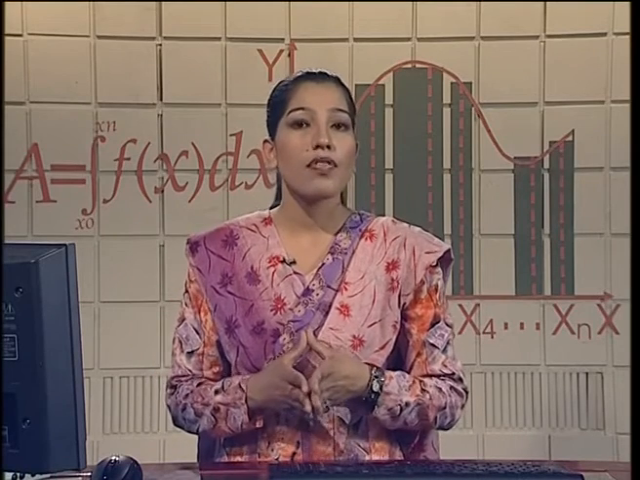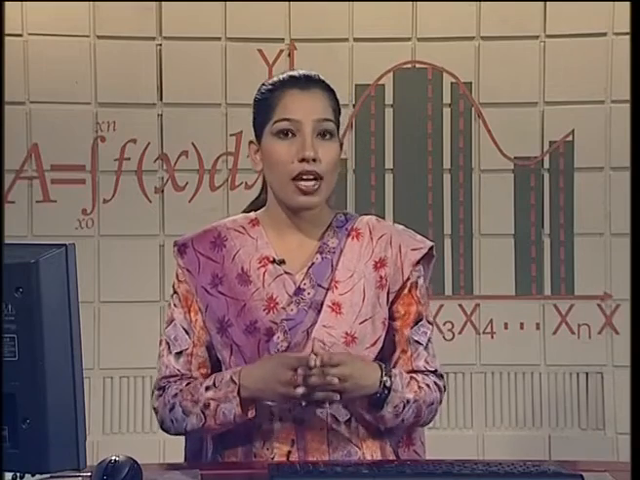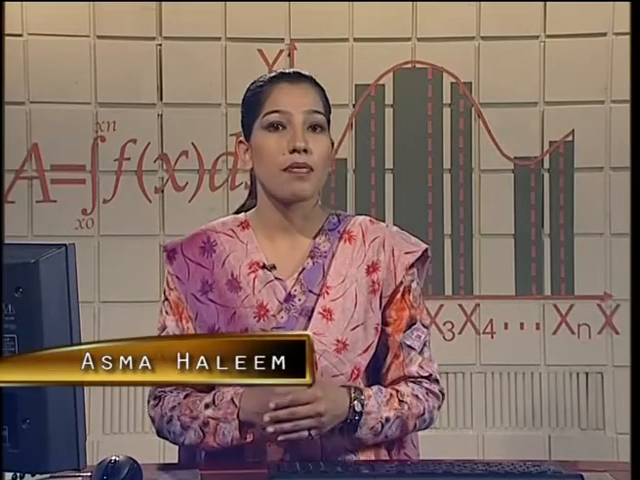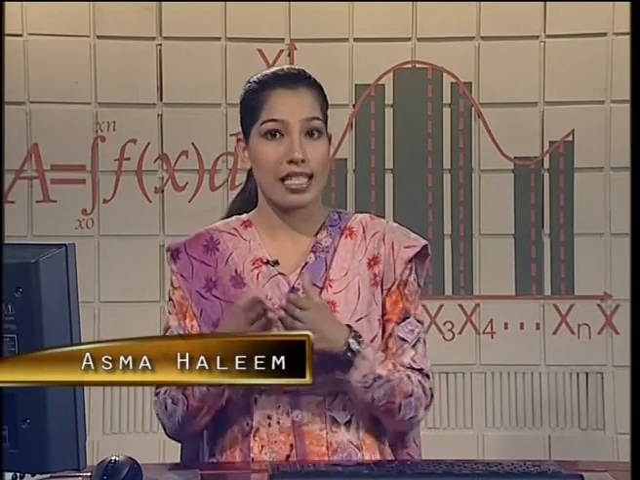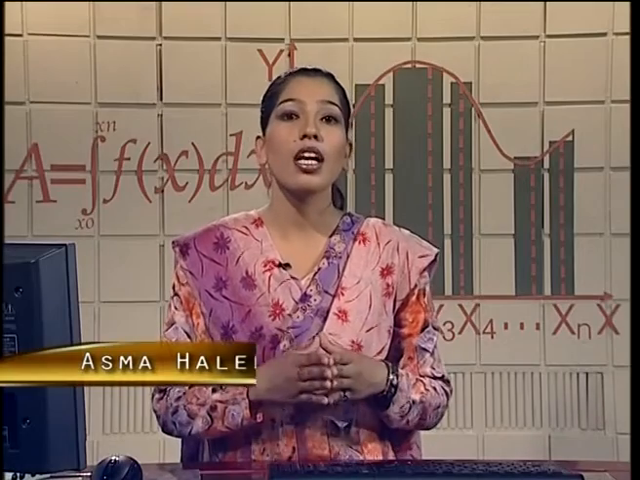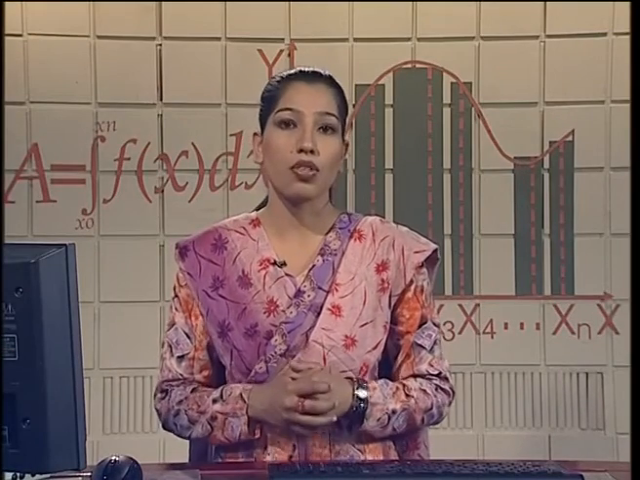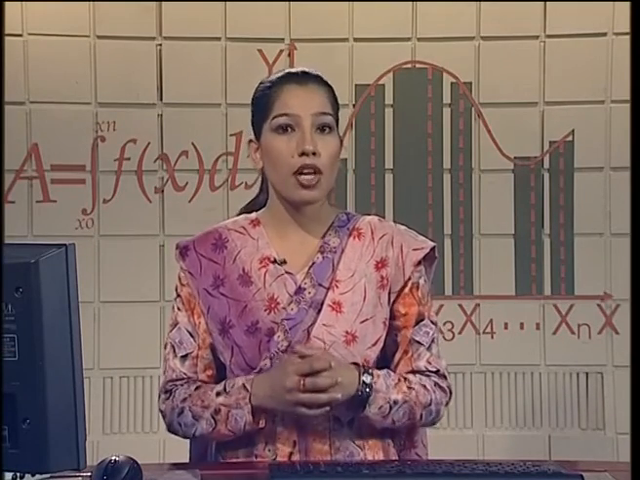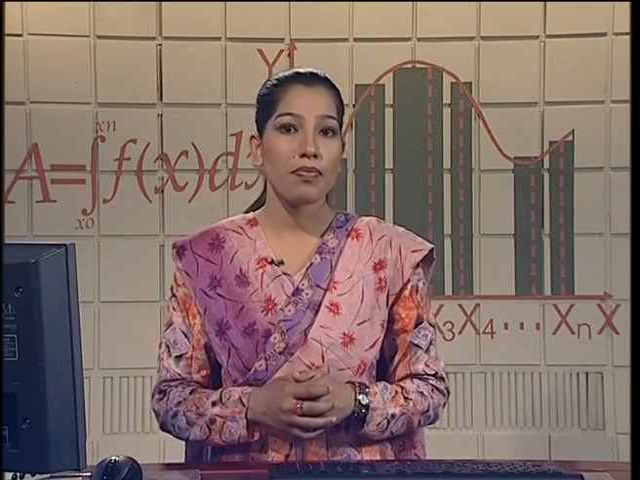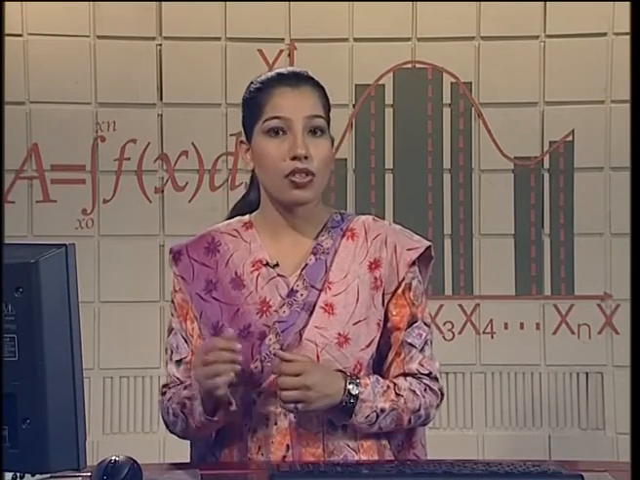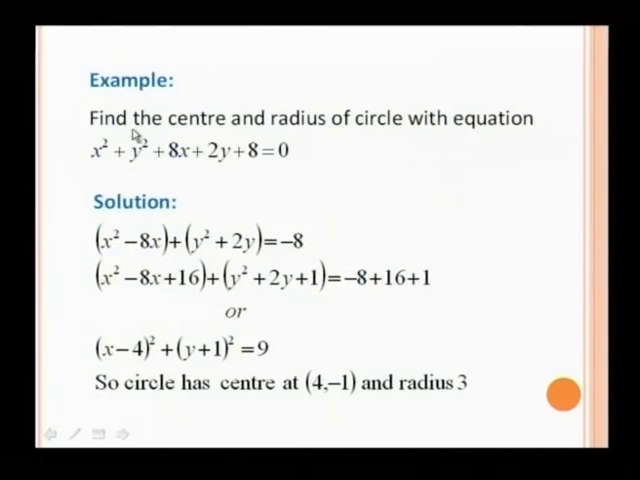As we have solved some examples to find the equation of the circle, now we will find the center and radius of a circle with a certain equation. For this purpose, we are going to solve some examples. You can see an example on the screen. We have to find the center and radius of a circle with equation x² + y² + 8x + 2y + 8 = 0.